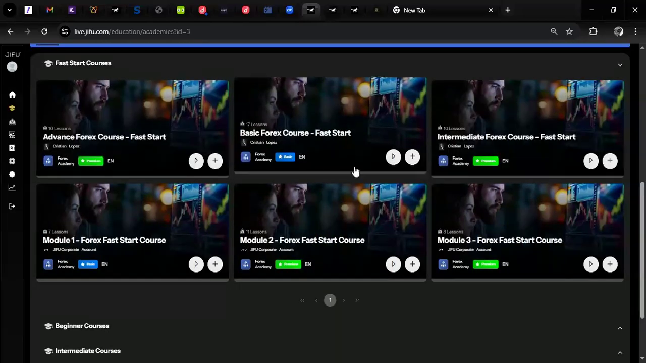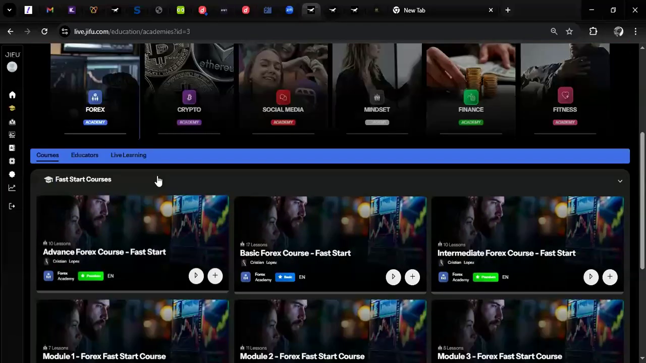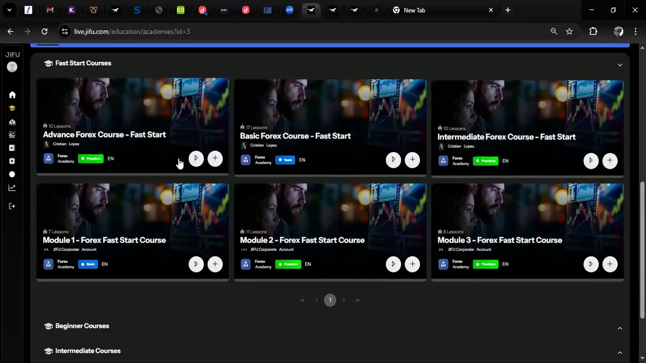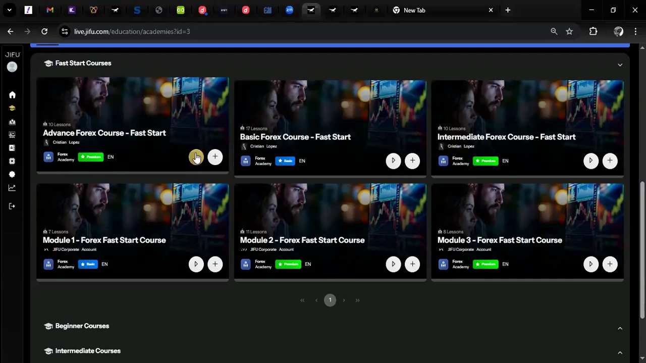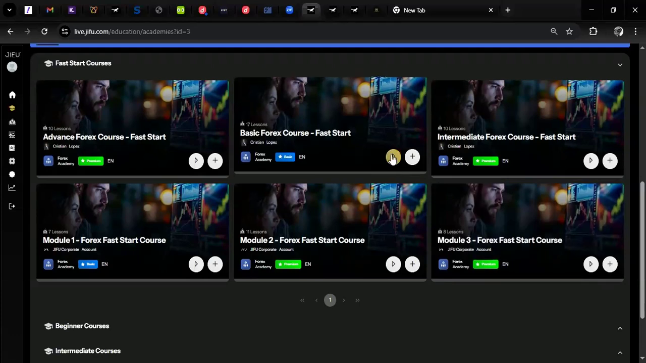The first one you have to do is the basic. The next one is intermediate. The third one is advanced. Guys, I know they are like this, but they are not properly arranged. So you have to start with the basic, intermediate, advanced, then module one, module two, and module three. Now let me walk you through the basic.